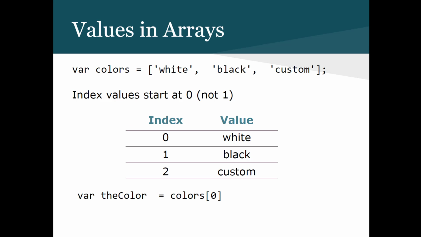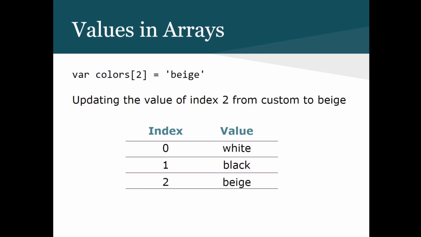Each item in an array is automatically given a number called an index. This can be used to access specific items in the array. Here, we are getting the value. What is the value of the variable the color? Color 0 is white. Colors 1 is black, and colors 2 is custom. Here we are setting the value. So we're finding the item in the colors array with an index of 2 and changing its value from custom to beige with the assignment operator.